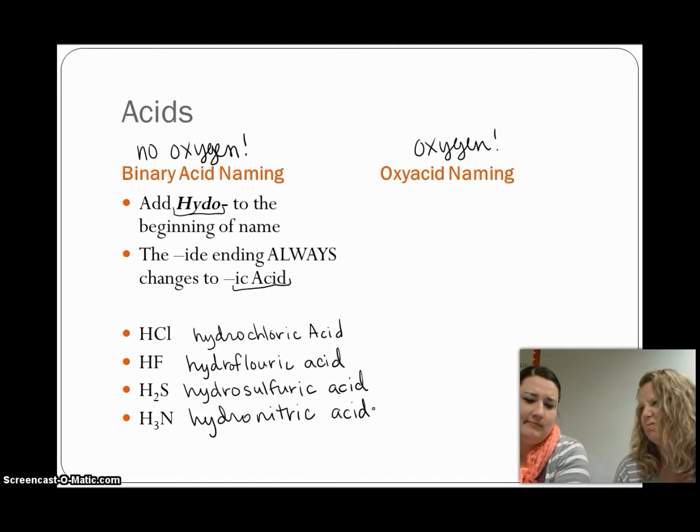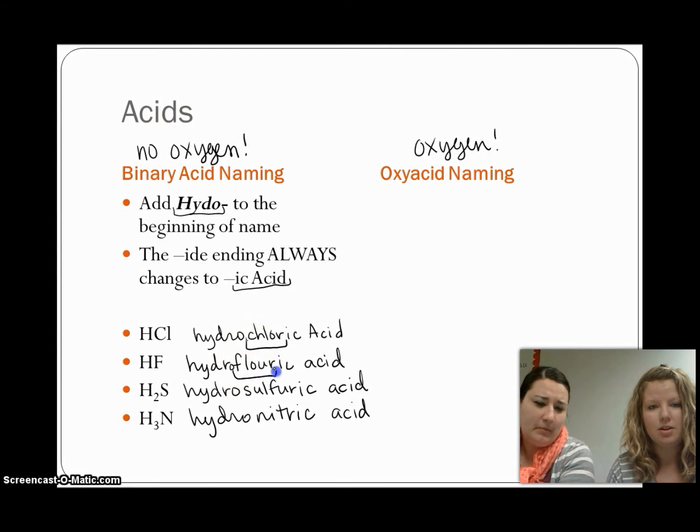Okay, so those are pretty easy. Right? So if you see no polyatomic ion or no oxygen, it's hydro-ic acid. And then we still have the root word from the periodic table.